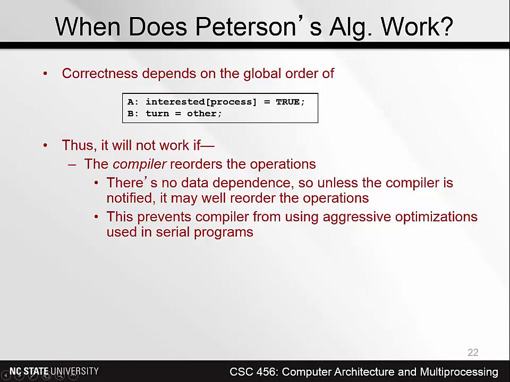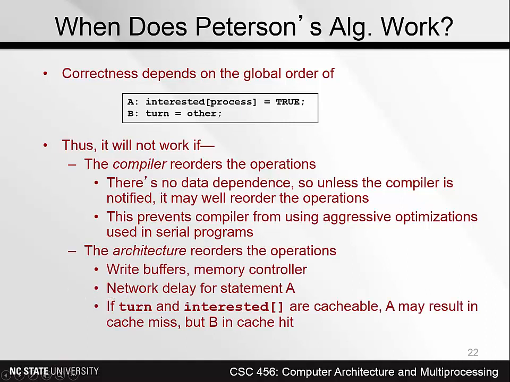Second, even if the instructions are compiled in program order, the architecture could reorder the operations. When a program writes values to memory, it doesn't wait until they're in memory before beginning the next instruction. Instead, it writes the values to a write buffer first, and then the write buffer is flushed to main memory when that memory module becomes free. If some other instruction, say from a different processor, is writing to the same memory module at the same time, the first write may be delayed, and then the following write could complete first.